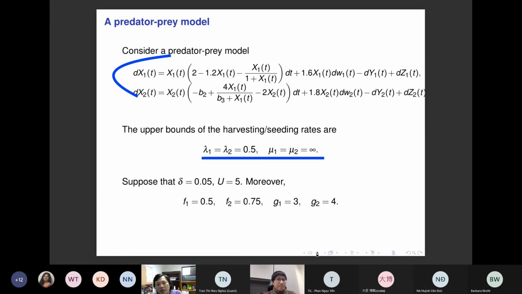I see, but maybe for two species the situation is not difficult, because for more than two, you have to decide which one you harvest or which one you have to seed. You're right. You have to determine the priority, right? Yeah, okay.